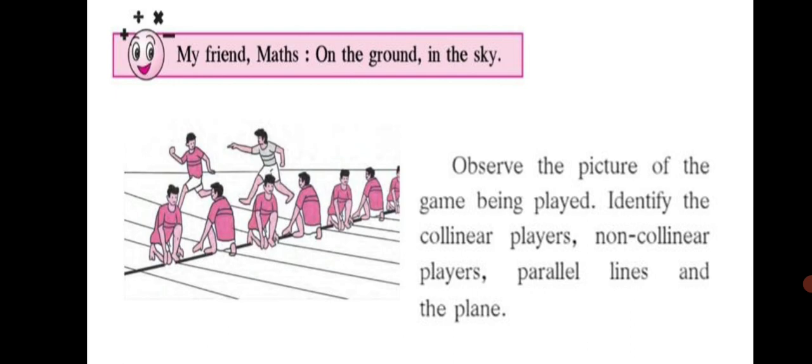So my friend, Maths is on the ground and in the sky as well. Observe the picture of the game being played. Identify the collinear players, non-collinear players, parallel lines and the plane. You can see these players are sitting in one straight line, so they can be said to be collinear players. Whereas the ones who are running in different directions are non-collinear players. Parallel lines, you can see here parallel lines are drawn. And the plane, the ground which is marked for the game, is the plane surface.